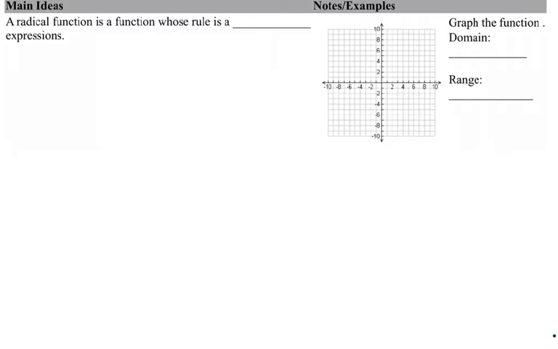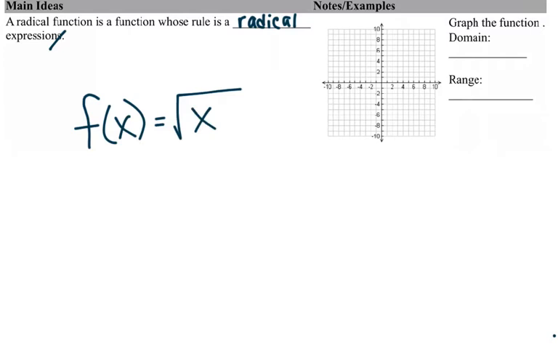Alright, so main idea. A radical function is a function whose rule is a radical expression. Okay, so here's what it normally looks like, just that. So go ahead and use Desmos or a graphing calculator and sketch your little graph, and then we'll talk about the domain and the range.